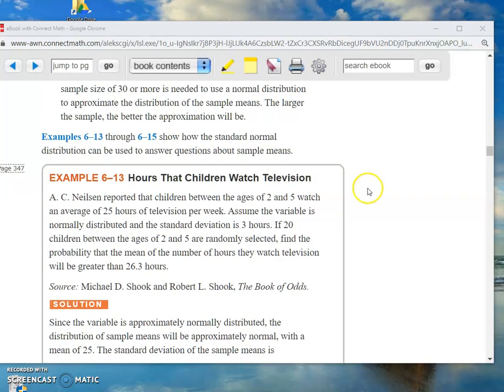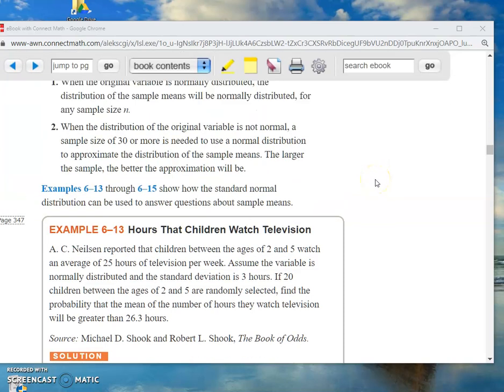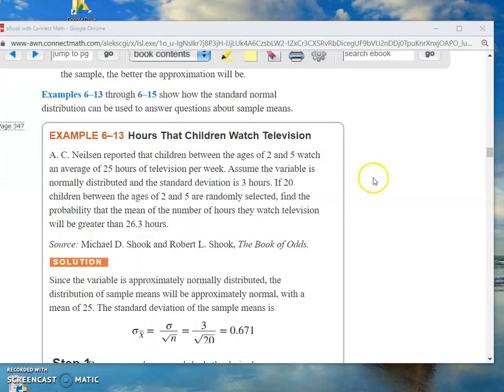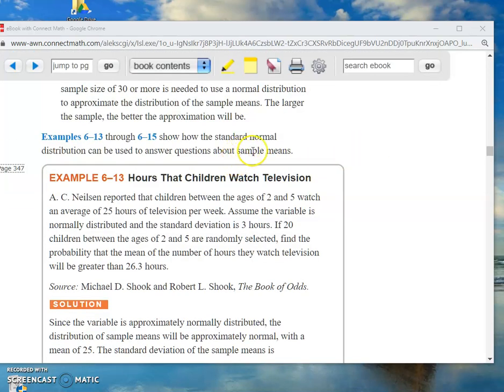Okay, so let's take an example or two. And gosh, these examples really, I'm not happy about these examples. They seem so stupid and so boring, but just trust me on this. It's a very important concept. Okay, so the standard normal distribution, this is talking about how the standard normal distribution can be used to answer questions about the sample means.